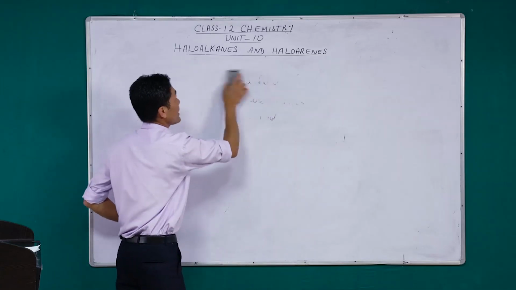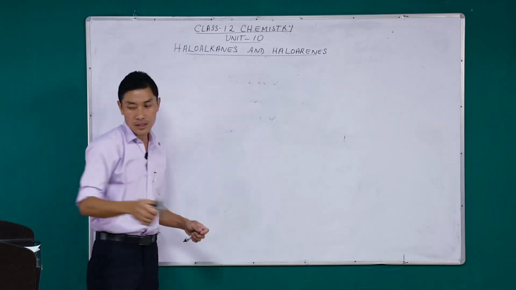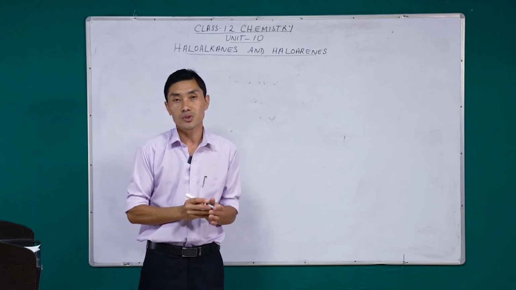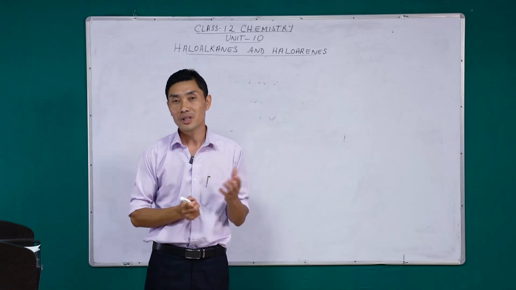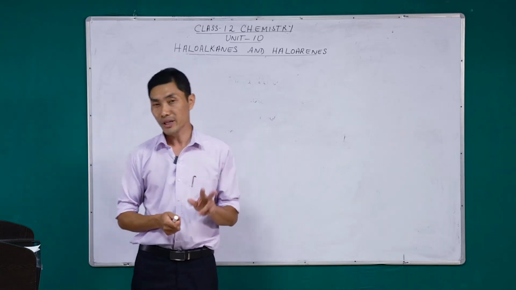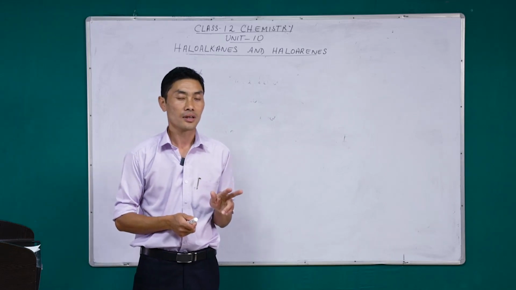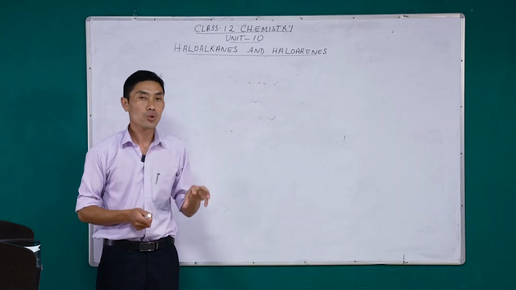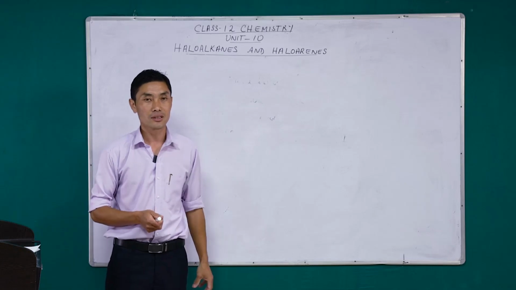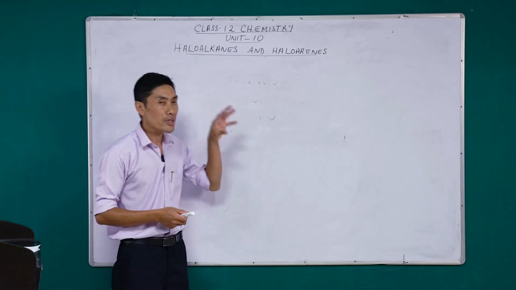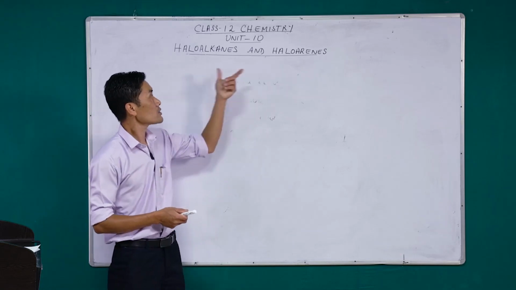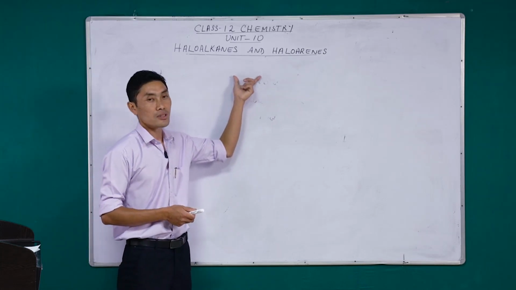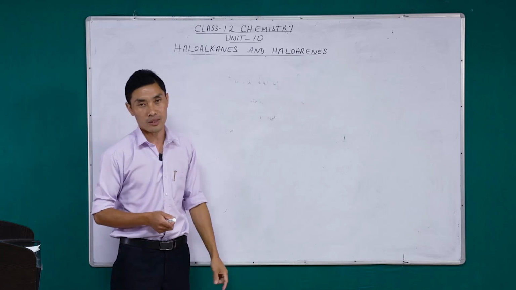Now these haloalkanes and haloarenes constitute an important class of compounds, and their study becomes interesting and very important because of two main reasons. First, they form important intermediates in organic synthesis. That means during the synthesis of many organic compounds, first these haloalkanes and haloarenes are prepared as intermediates, and from these intermediates, the required products are obtained.